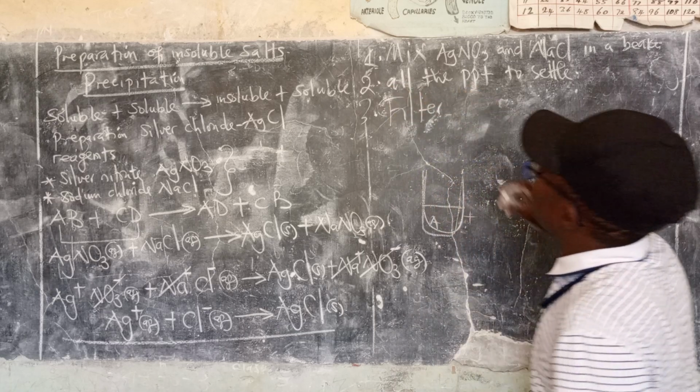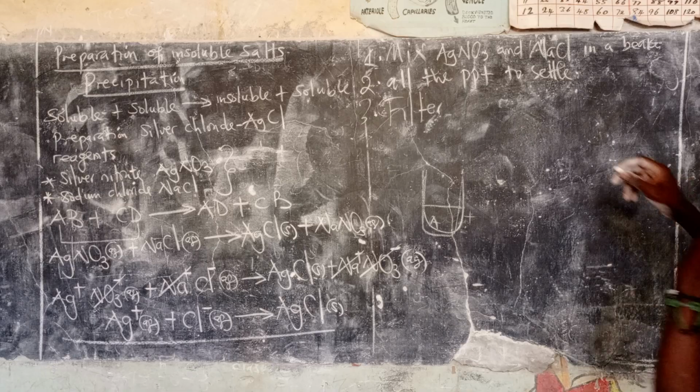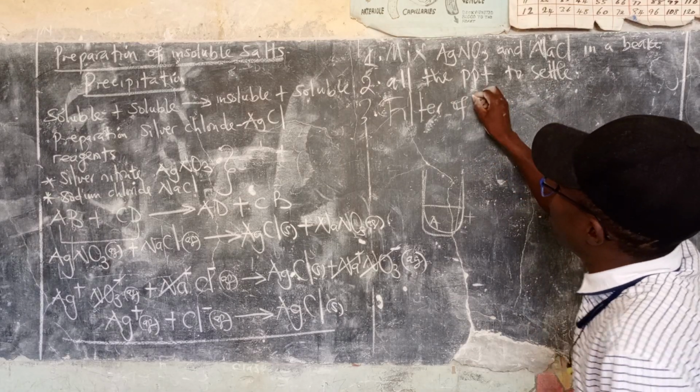Number 4, dry. Wait. Number 3 first. Filter off. Very good. Filter off and now.